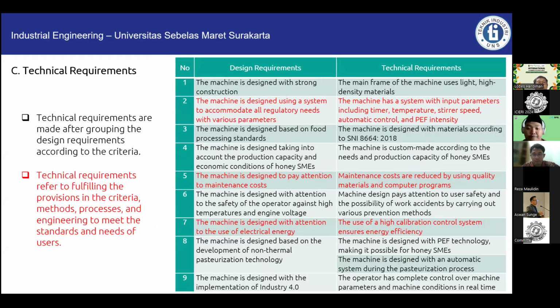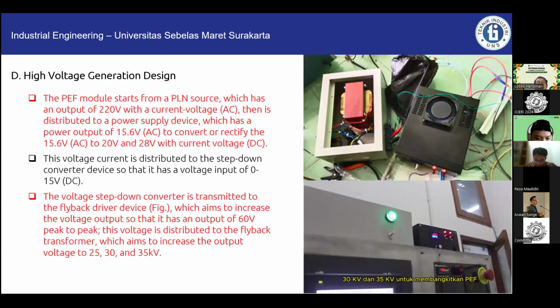Technical requirements for the machine are made after grouping the design requirements according to criteria. Technical requirements refer to fulfilling the provisions in the criteria, method, and processes of engineering to meet the standard and the needs of the user. In the high voltage generation design, this voltage current is dispersed to the step down converter device so that it has a voltage input of 0 to 15 volts DC.